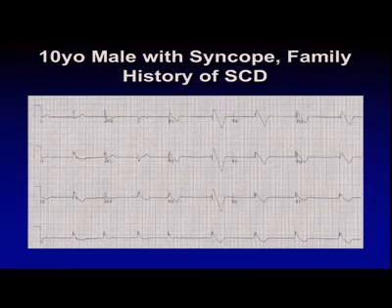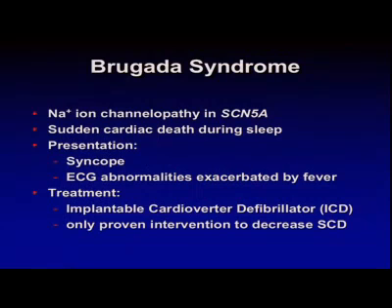This is Brugada Syndrome. So you see here that there is this very bizarre looking right bundle branch block in this patient. This is a classic ECG for Brugada Syndrome. Brugada Syndrome is a sodium ion channelopathy. It has some crossover with a subtype of long QT syndrome, but its hallmark is sudden cardiac death during sleep. Patients present with syncope, of course, and EKG abnormalities are exacerbated by fevers.